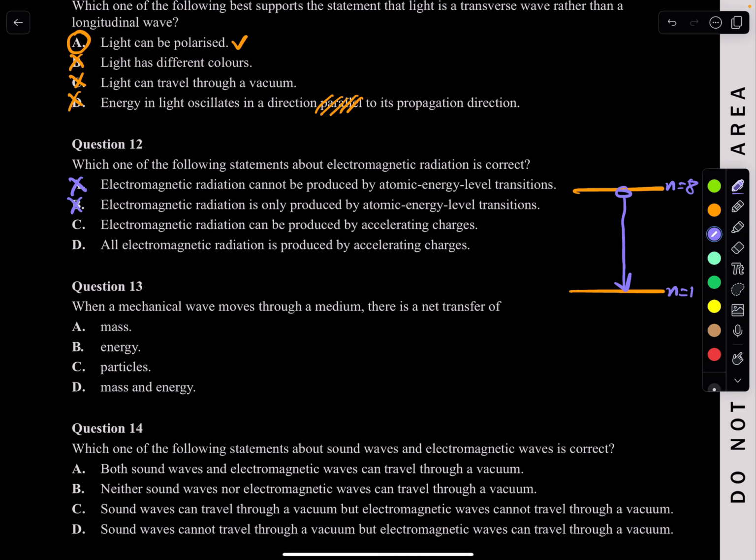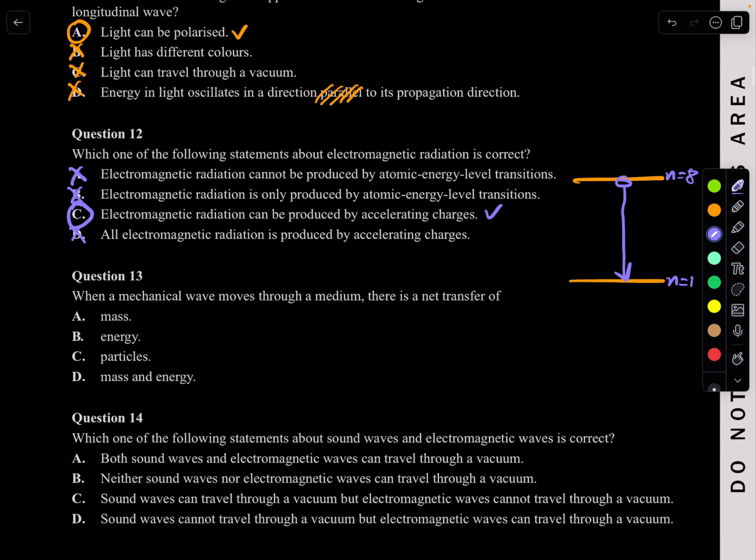C, electromagnetic radiation can be produced by accelerating charges. Yes, absolutely. If you don't know, we can create electromagnetic radiation by accelerating charges. So we'll put a tick on that. D, all electromagnetic radiation is produced by accelerating charges. No, it's not just accelerating charges. We can make it through atomic energy level transitions. So D is wrong. C looks possible. C is the correct answer in this case.